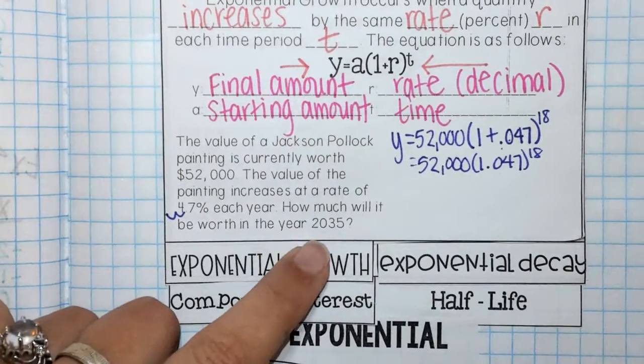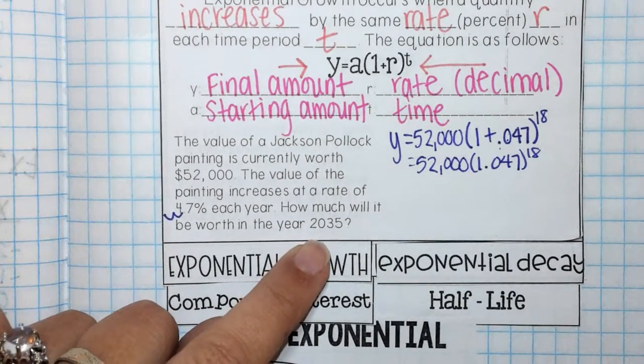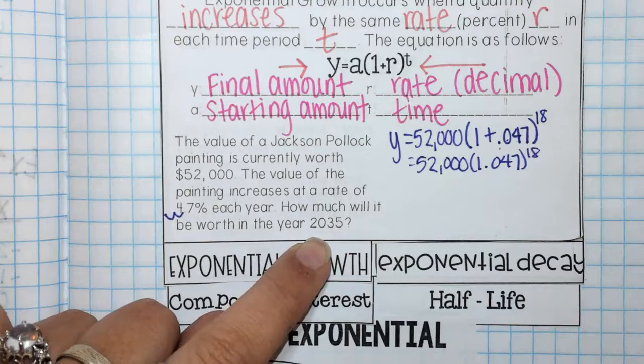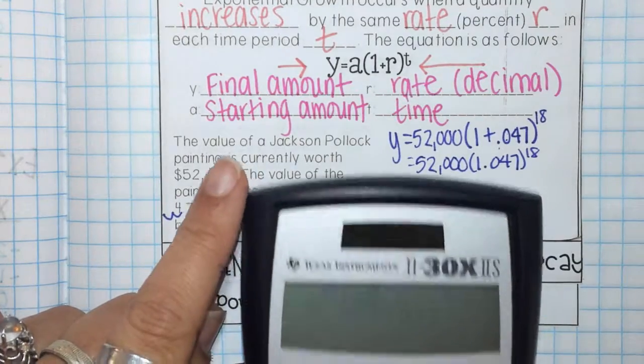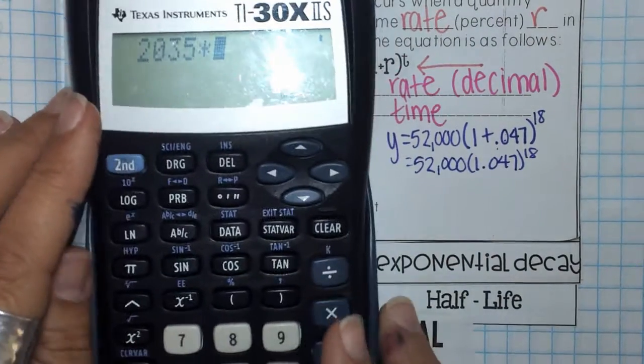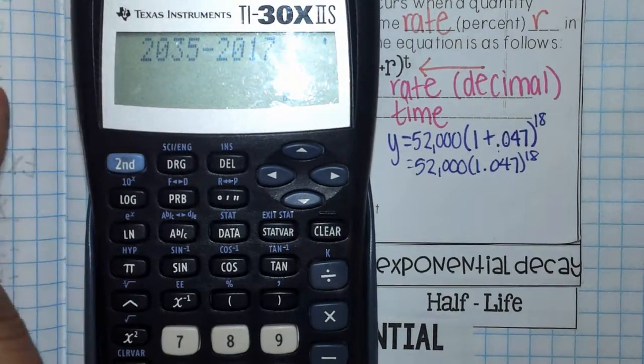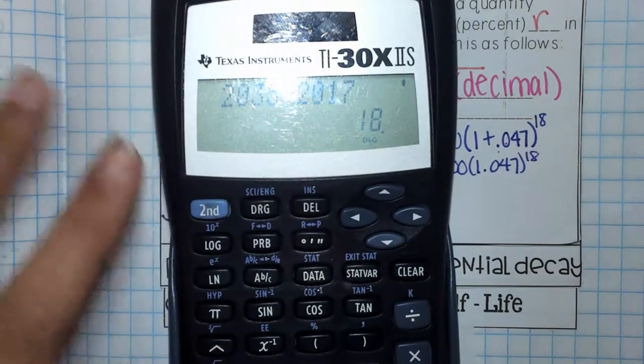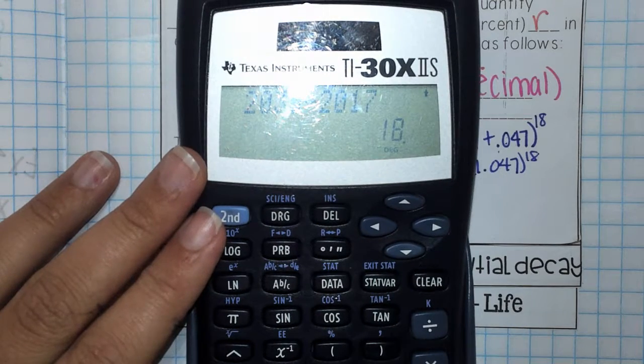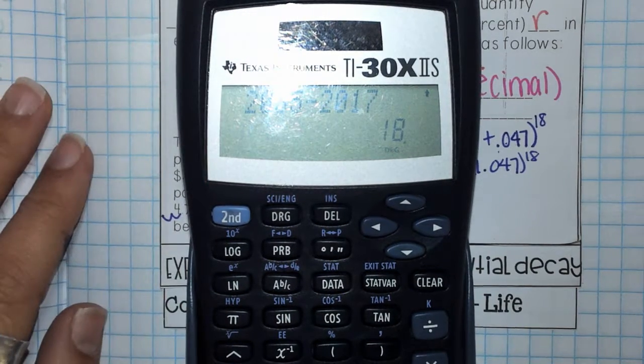Because we're going from the year 2017 to the year 2035. So we did 2035 minus 2017, and that gave us 18 years. To show Bronson where we got it from.